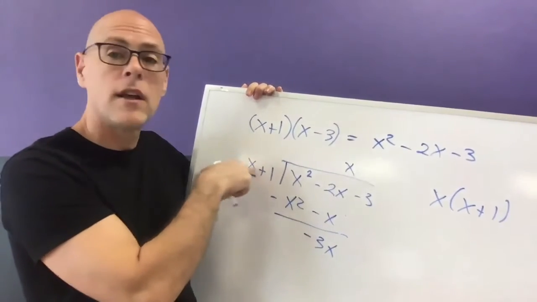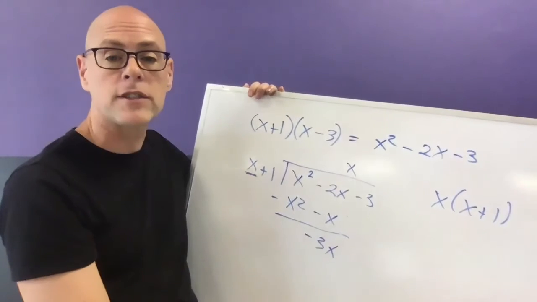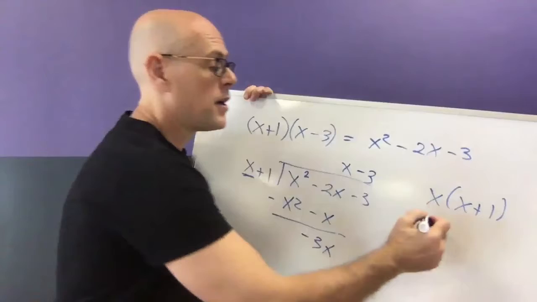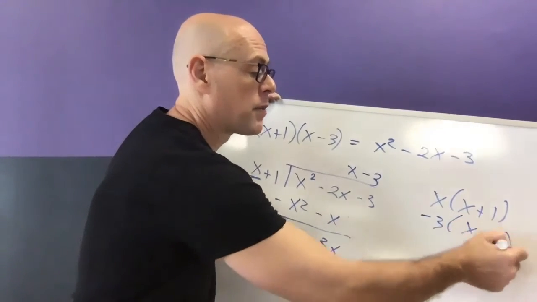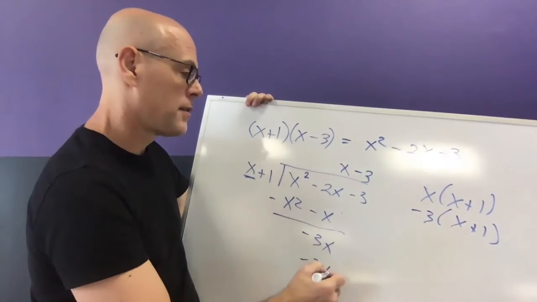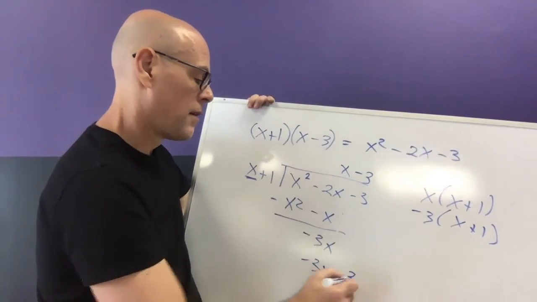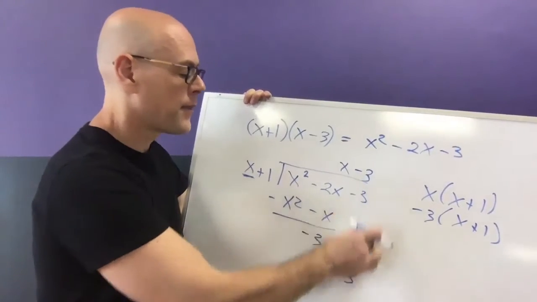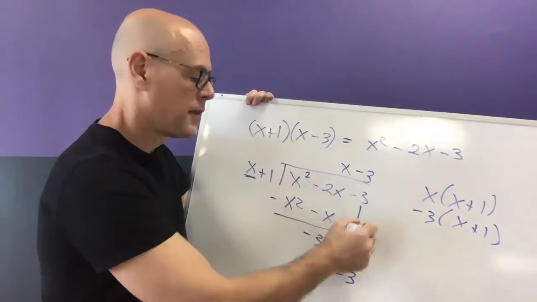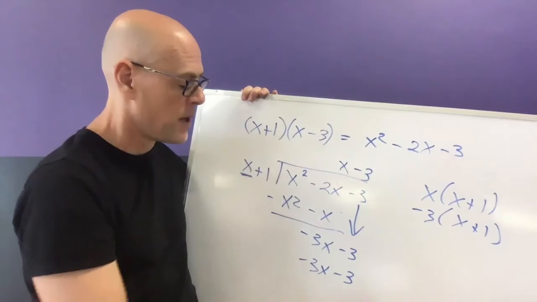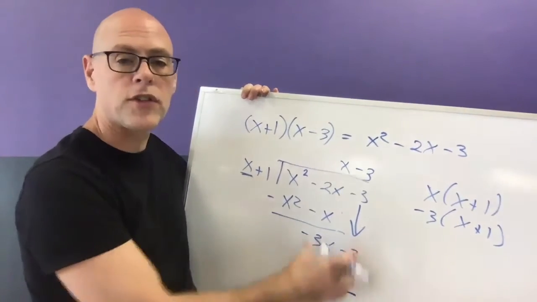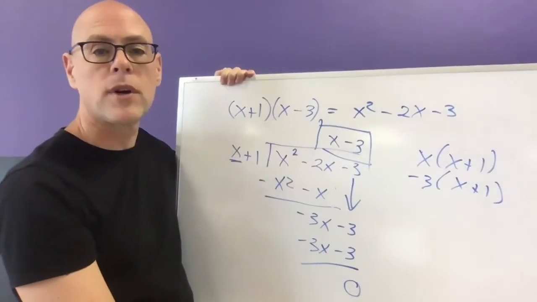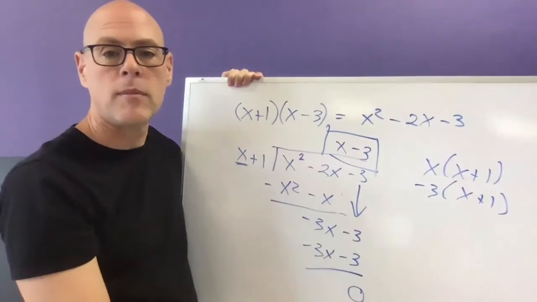We're going to, again, ask ourselves, how many times does x go into negative 3x? And the answer, of course, is negative 3. And then I'm going to take that negative 3 times the x plus 1, negative 3x minus 3. Okay, and now I need to subtract. Well, I could have brought this down as well, maybe make it a little more clear. So I'm going to subtract these two. Notice they're the same thing. So when I subtract them, I'm going to end up with a remainder of 0. It's simply x minus 3, which we knew already from doing our foiling.